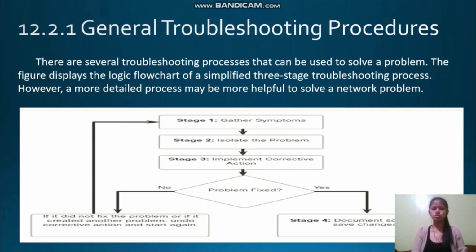There are several troubleshooting processes that can be used to solve a problem. The figure below displays the logic flowchart of a simple three-stage troubleshooting process. However, a more detailed process may be helpful to solve a network problem. So, stage 1, gather symptoms, then isolate the problem, then implement corrective action. Then, it will be divided into action. If the problem is fixed, document solution and save changes. If it did not fix the problem or it created another problem, undo corrective action and start again.